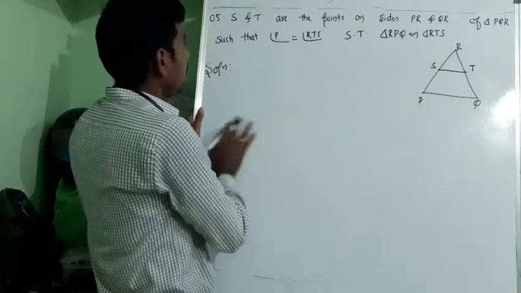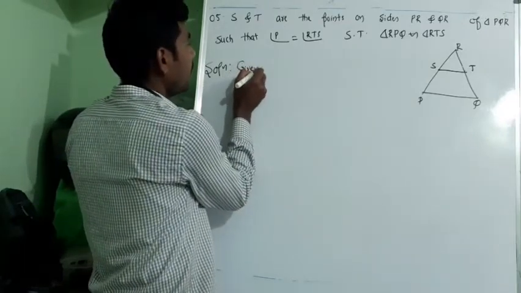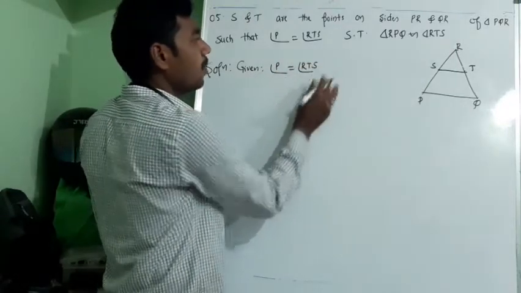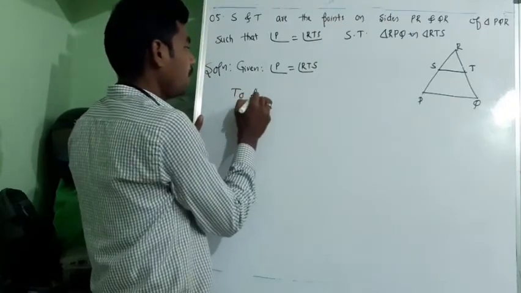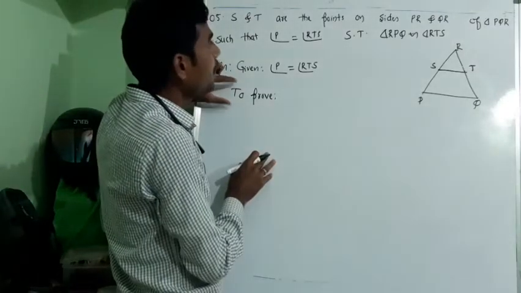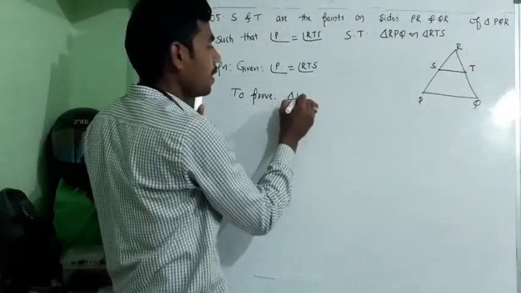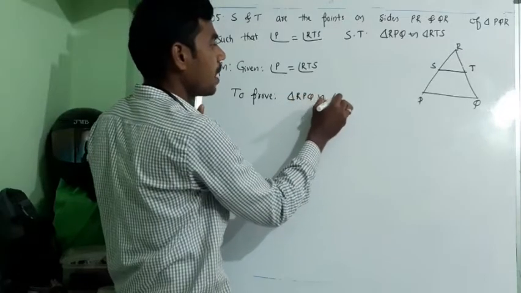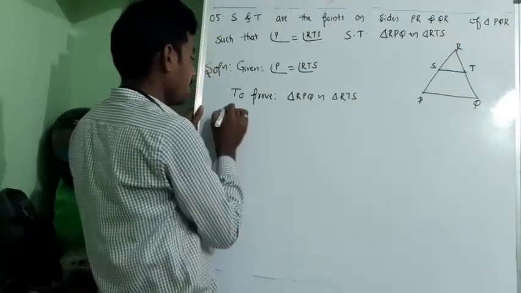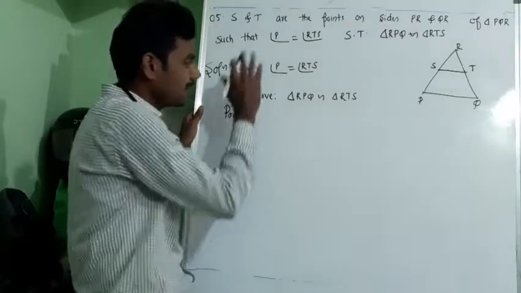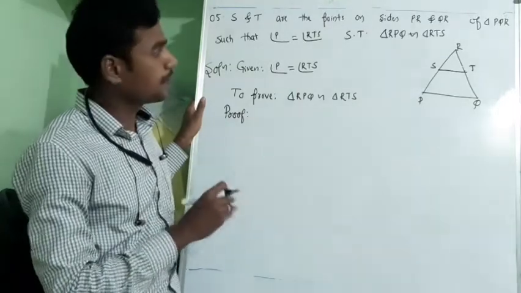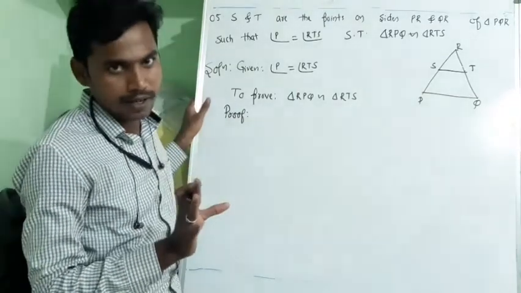See, what is given to us? We'll write it down. Angle P is equal to angle RTS. Fine. Now, what is required to prove? This is the standard way of writing. We need to prove triangle RPQ is similar to triangle RTS. Now we'll go to the proof part. This is the standard way of writing a solution. If you write like this, the evaluator will not deduct any marks.